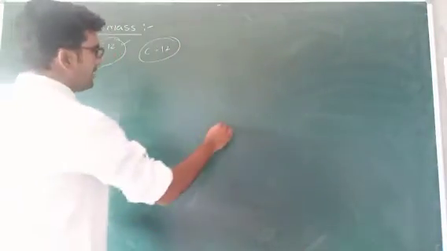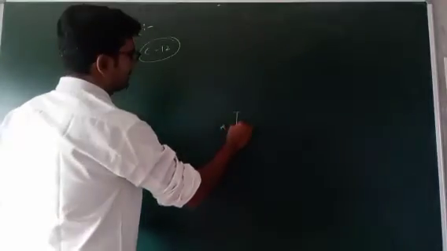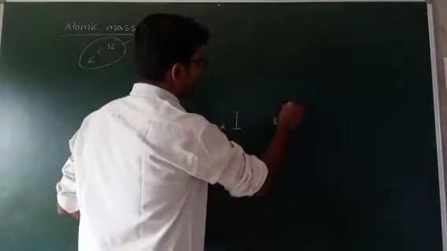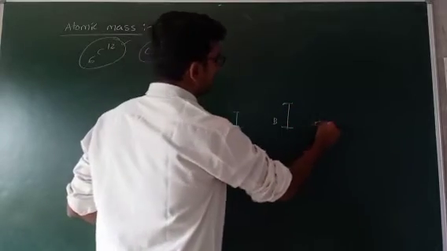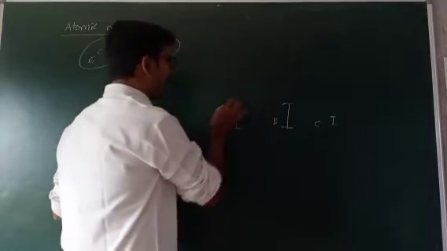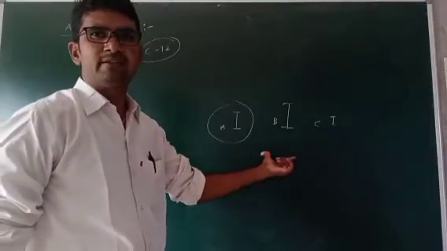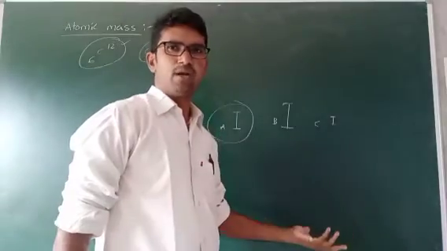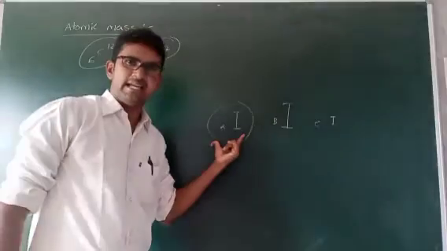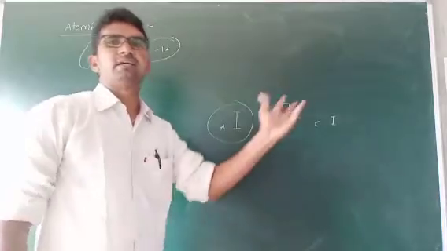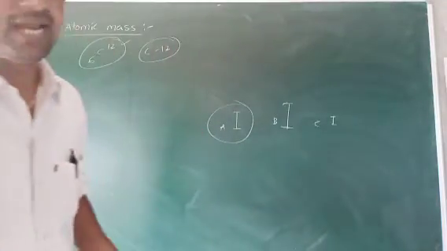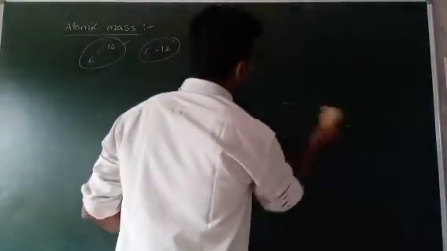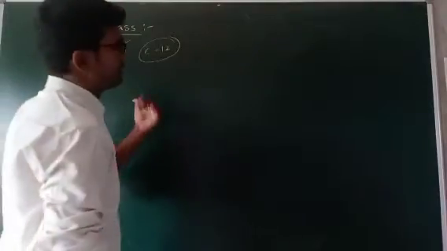Comparative method means, for example, this is person A's height, this is person B's height, this is person C's height. Comparing with A, what about B's height? Greater. What about C? Smaller. So they take one standard, and comparing with this one, calculate the remaining elements' atomic masses. So C12 is taken as the standard for the calculation of the other elements.